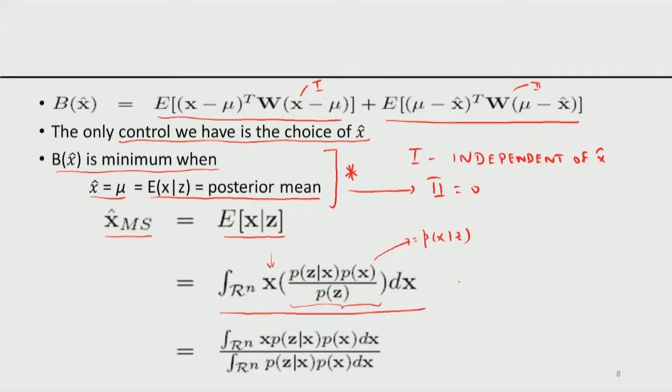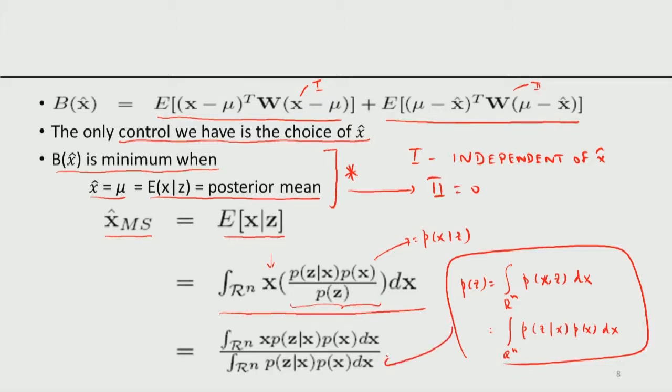Now, what is p of z? P of z is the probability density of the observation. You can readily see p of z is the marginal density with respect to x. This is Rn. So this is the joint density. I'm trying to integrate the joint density with respect to x to get p of z. This can also be written as the integral over Rn of p of z given x times p of x dx. So this is the expression for p of z, and that expression is used in this denominator. By combining this, we get the important formula for the optimal least square Bayesian estimate, and that is the structure of the optimal estimate that comes out of this analysis.